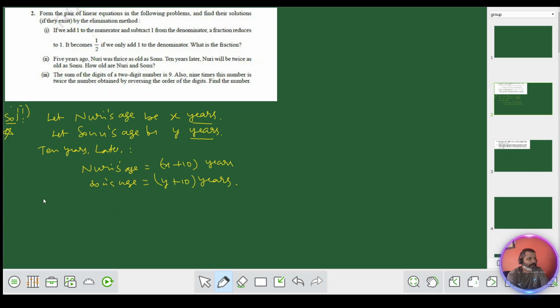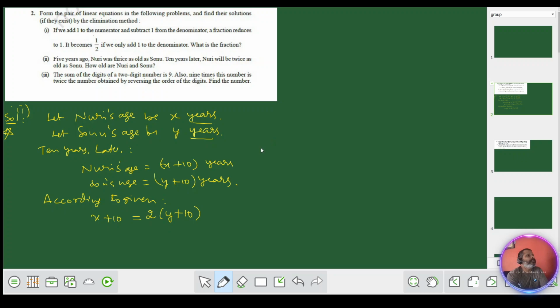Nuri's age will be twice as old as Sonu. So we write according to the given: Nuri's age, that is x plus 10, is twice as old as Sonu, means 2 times y plus 10. X plus 10 is equal to, okay, before that, my mistake. Before this there is the statement 5 years ago. This 10 years later part is proper, but I missed the first part. I'll write the first part later.